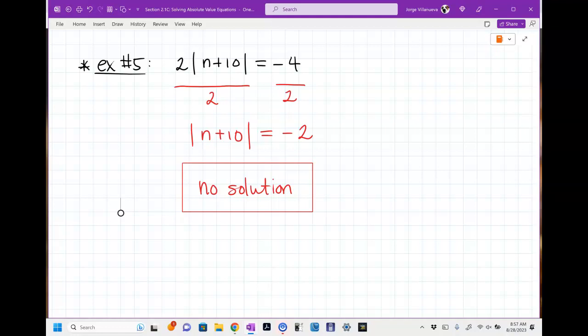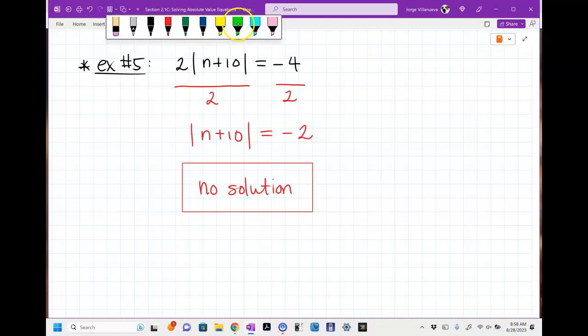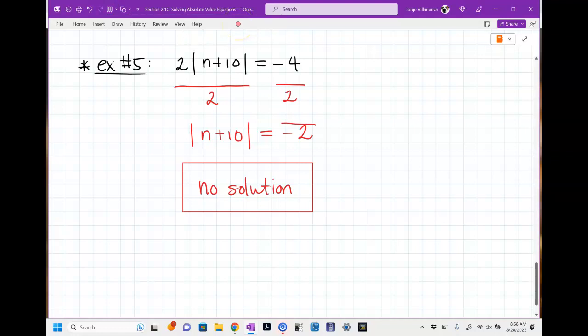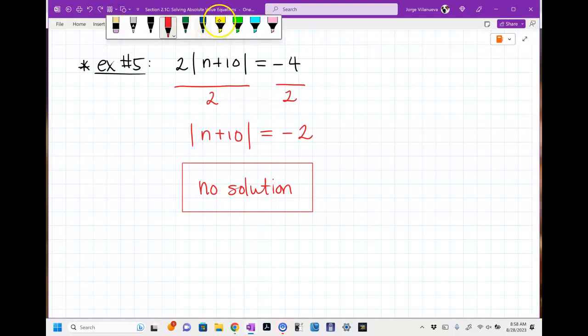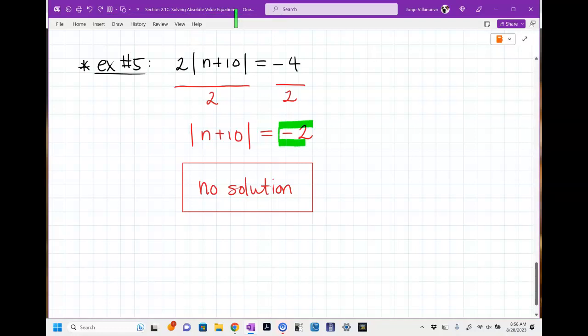Because when can the distance to anything be negative? Never. Distance can't be negative. That's what the absolute value is. It's a distance, right? That's the idea. So if it's a distance, it can't be negative. So right here we say no solution. I'm going to highlight the little error part right here. This part right here is a problem. That's the problem, the fact that it's negative.